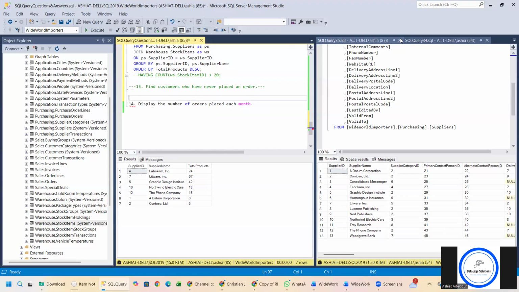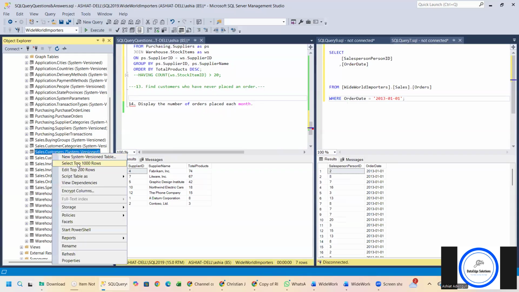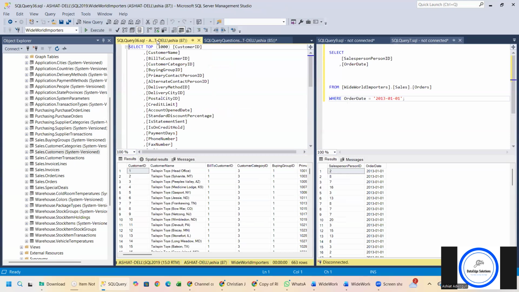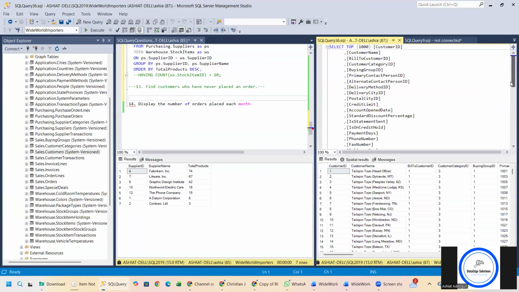Let's open the customer table first and see what is there. Do we have Sales.Customers? Yes, Sales.Customers. So we should have customer ID, customer name. But I think it should be the sales customer transaction, the one below it.